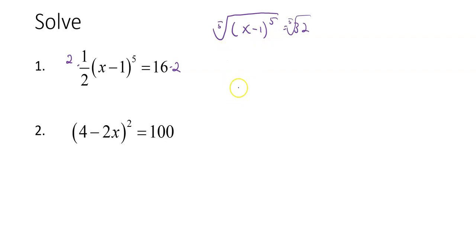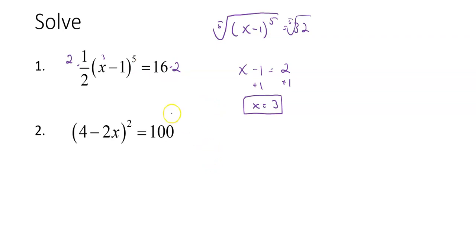So the fifth root of (x - 1)^5 is just x - 1. The fifth root of 32 is 2. 2 to the fifth gives me back 32. Add a 1 to both sides. x is equal to 3. That's the only answer. No 3 or negative 3, just 3. So put a 3 in here. 3 minus 1 is 2. 2 to the fifth is 32. Half of 32 is 16. It works.